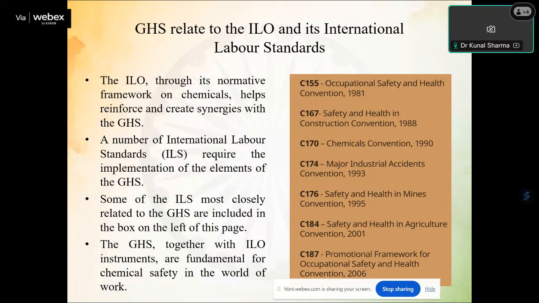GHS relates to the International Labour Organization and international labor standards. It is very much required, as ILO has played a big and vital role, because when we talk about chemical safety, hazards of chemicals or chemical disasters, a major contribution of chemical accidents is due to well-established chemicals only, which have the MSDS and properties. And the first victims of the chemicals are generally workers working in the plants or the plant officials. So ILO, through its normative framework on chemicals, helps reinforce and create synergies with the GHS.